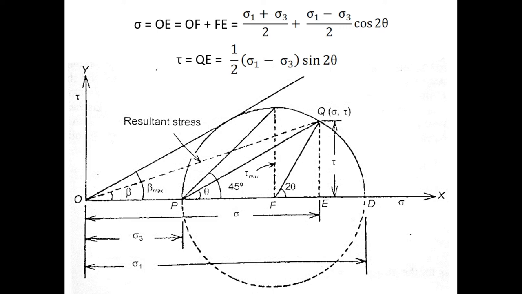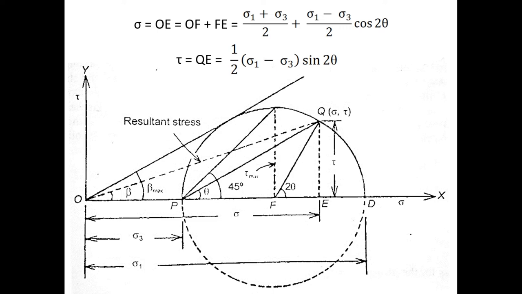Okay. So to find the coordinates sigma and tau of Q using this graphical method, what Mohr did was, you can see that sigma is equal to OE, correct? E is equal to OF plus FE. So that is equal to (sigma 1 plus sigma 3) by 2, plus FE, which is (sigma 1 minus sigma 3) by 2 into cos 2 theta, which is the same as the equation that you derived earlier by resolving the forces on that wedge, isn't it?